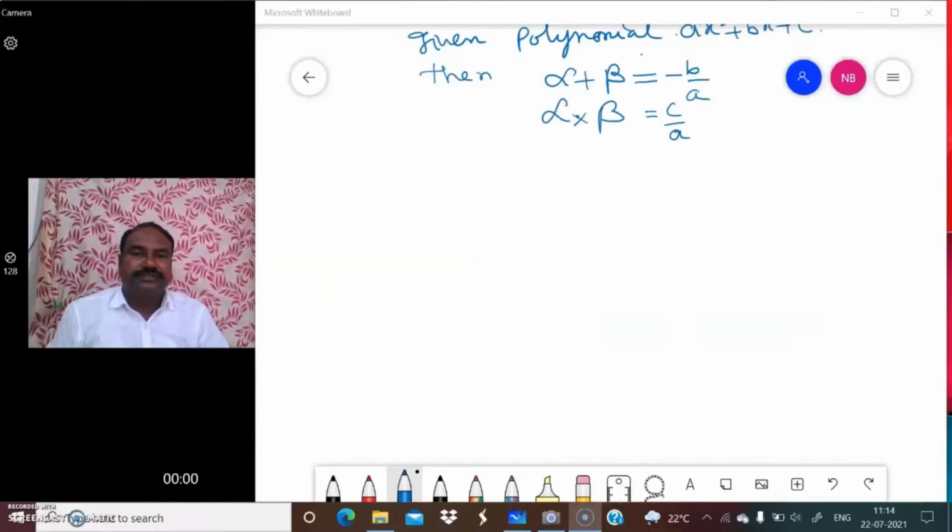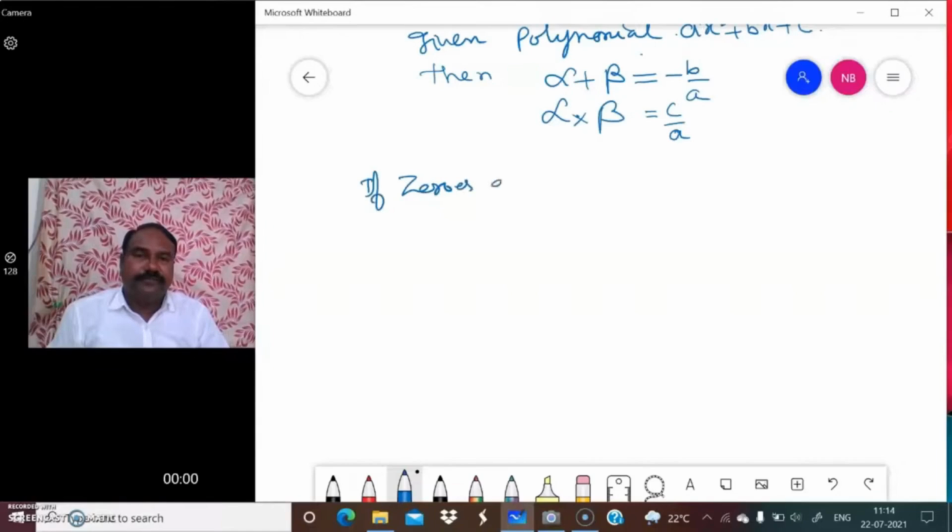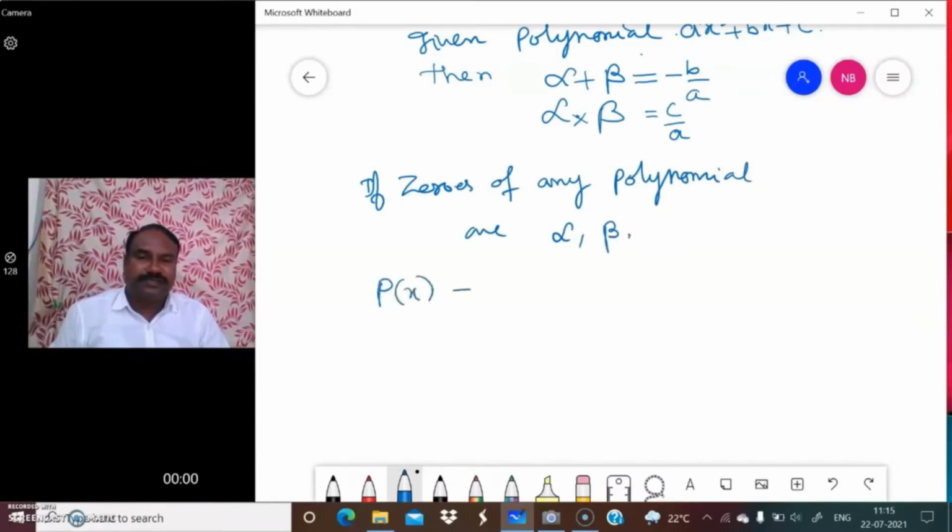Sometimes they give the zeros of a polynomial, like alpha and beta. If the zeros of any polynomial are given, then we can write that polynomial p of x is equal to x square minus x into the sum of the zeros, alpha plus beta, plus the product of the zeros, alpha into beta. Like this, if the zeros of a polynomial are given, we can prepare the polynomial for that.